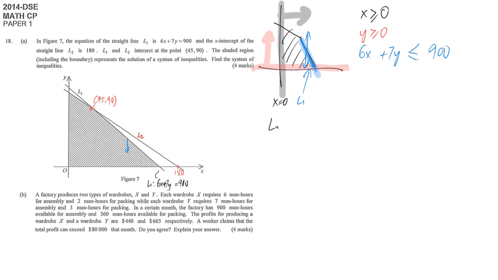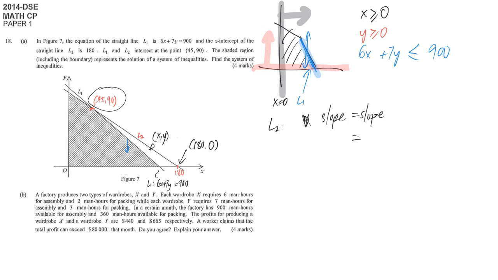Now we focus on L2. L2 passes through 2 points. The first point is the intersecting point. The second point is the x-intercept, that means 180, 0. So to write down the equation, we have a general point here, and then the equation should be slope equal to slope.